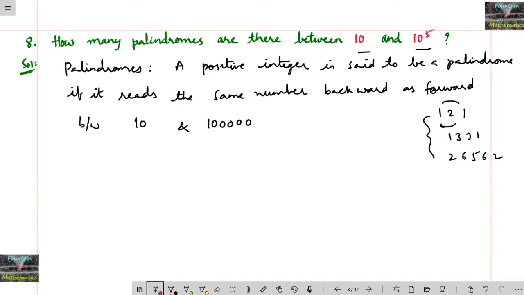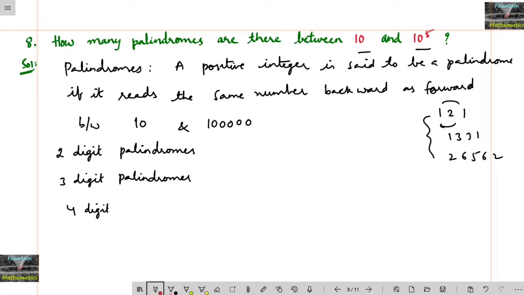Okay, so we may find 2-digit palindromes, and the next we may find 3-digit palindromes, and we may find 4-digit palindromes, and we may find the 5-digit palindromes also. Okay, so 2-digit palindromes, how many will be positive?